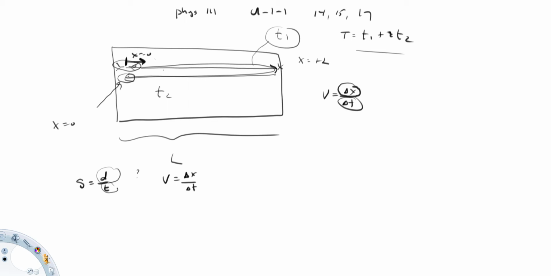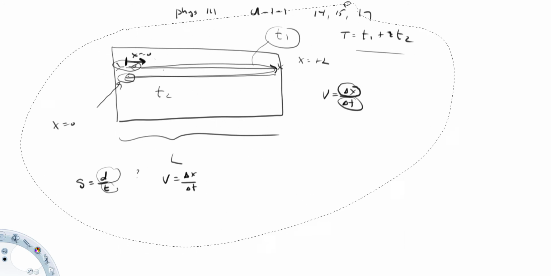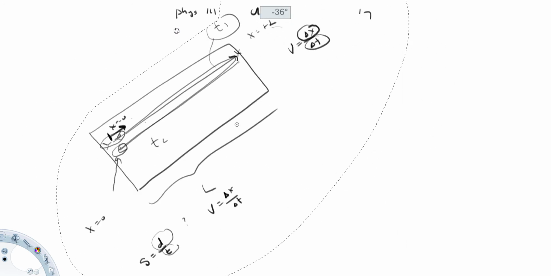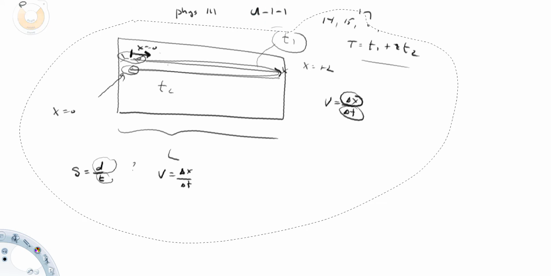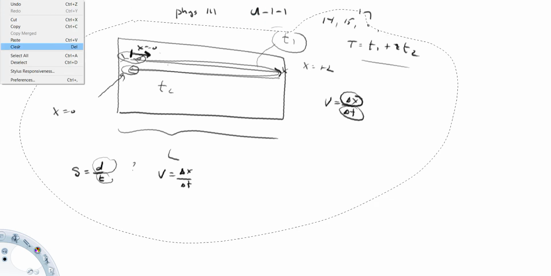All right, let me clear this and we'll take a look at 15. Get rid of this stuff here. We'll go ahead and clear all of it. Okay, so 15, something about a cheetah.